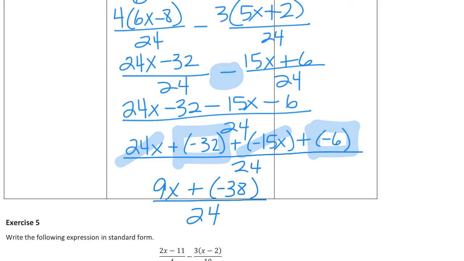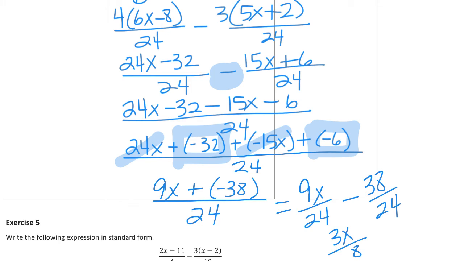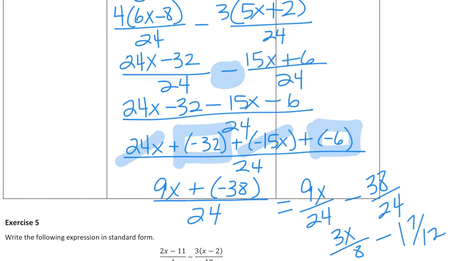Now at this point, like I said on the last one, you can leave it here, but more likely people are going to separate it out at this point and then simplify those fractions. And so dividing both of these in the first term by 3, so 3x over 8 minus, and then the second one, 19/12 or 1 7/12. Okay, we're going to look at one more example together.